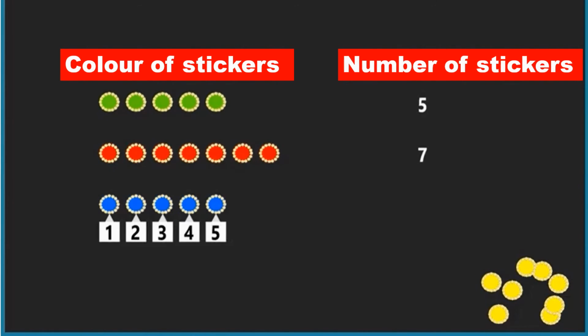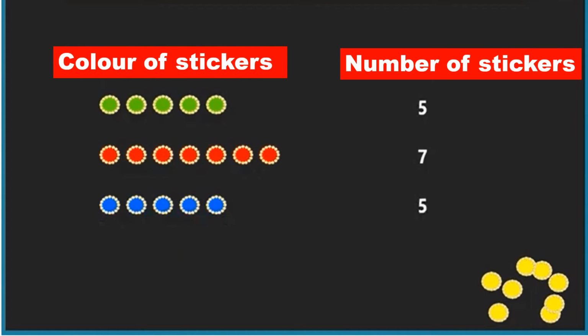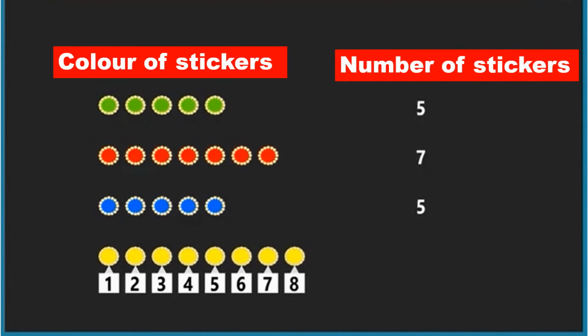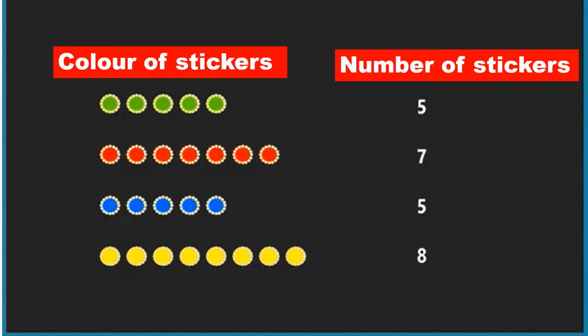There are 1, 2, 3, 4 and 5 blue stickers. So we have to write 5 against blue stickers. There are 1, 2, 3, 4, 5, 6, 7 and 8 yellow stickers. So we have to write 8 against yellow stickers.